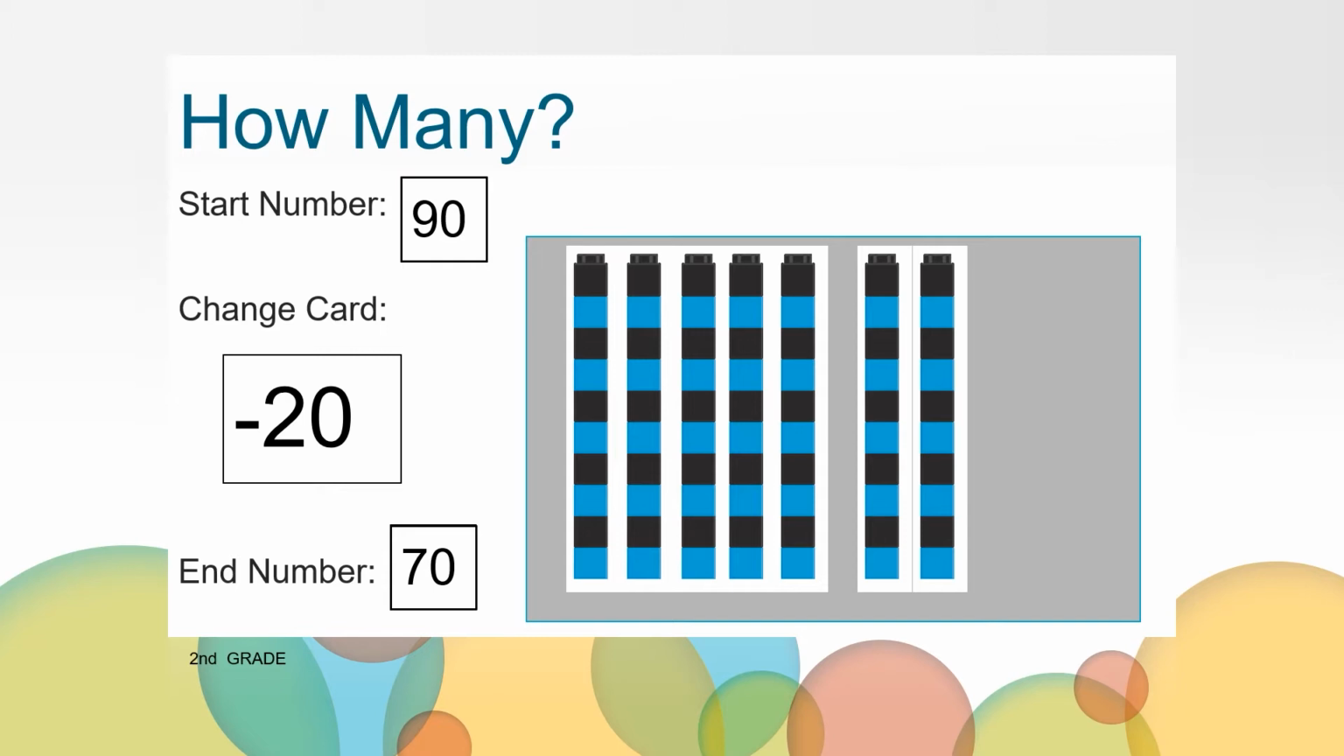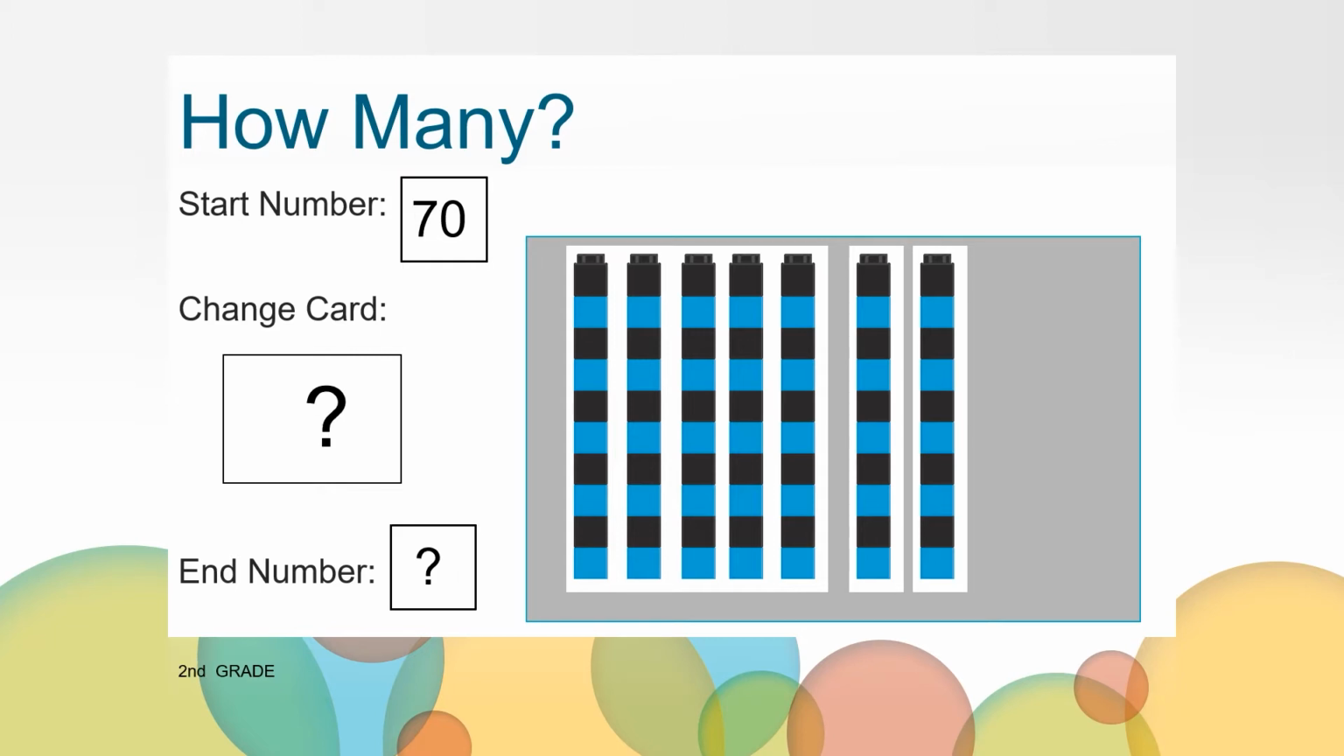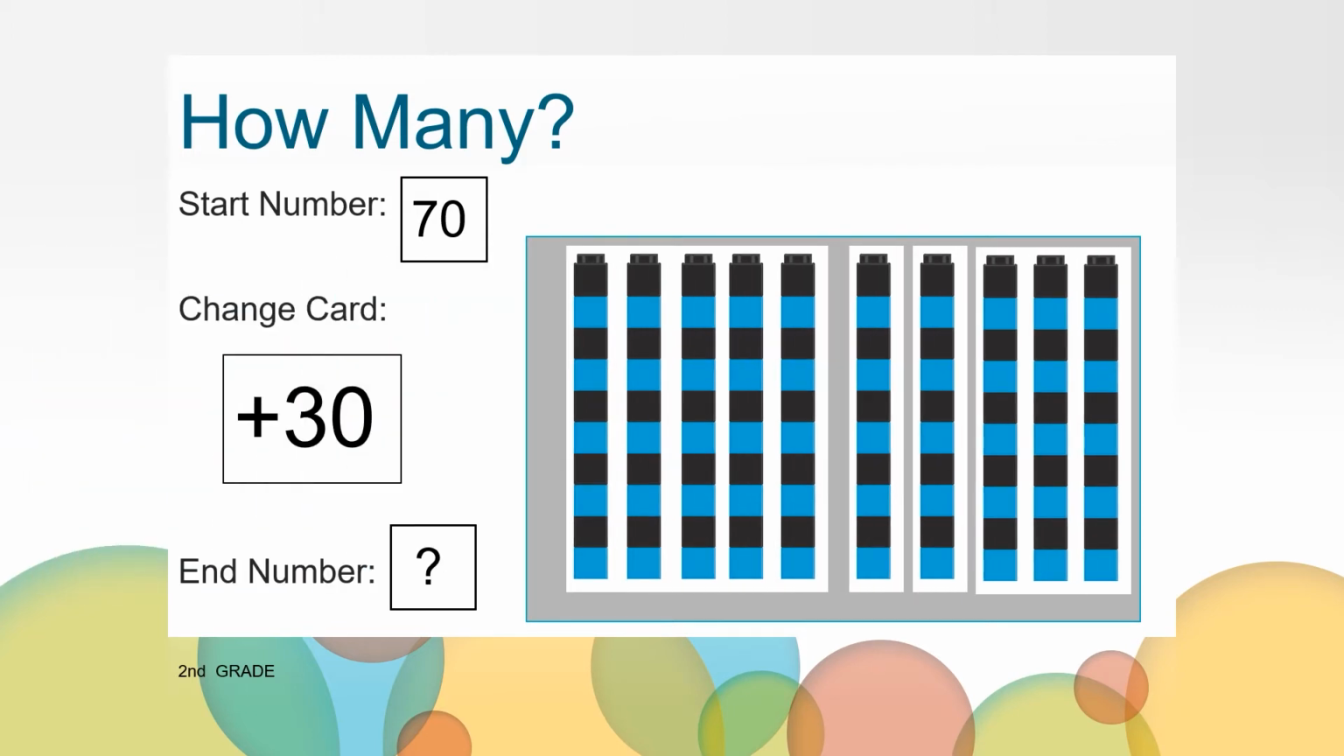What is staying the same and what is changing as we go through these? Start to notice that. All right, we're still starting at 70. We're going to add 30. Where will we end? We end at 100.